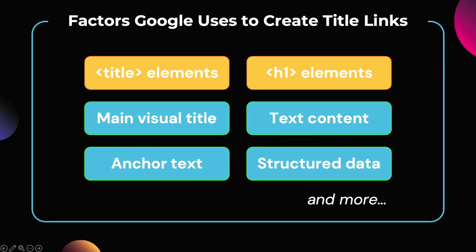Okay, so we've seen that Google can pull from many sources on your page to create a title link, from your headlines to other on-page content. But let's simplify what you need to focus on. It really comes down to two key elements: your HTML title element and your main H1 element. These are by far the most common and influential sources Google uses. If you get these two right, you've done most of the work to create a great title link.